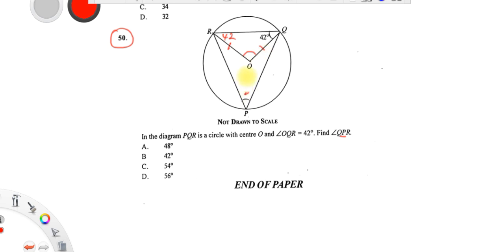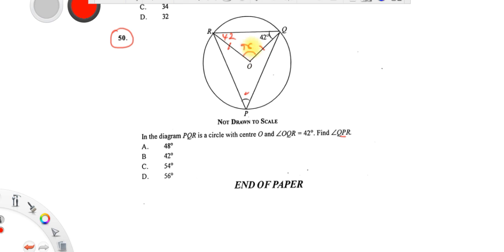So if you want to find this one, 42 plus 42, then you subtract it from 180. If this is s, plus 42 plus 42 will give you 180. So 42 times 2, what do we get? You get 84. So the sum of these two is 84. If you subtract it from 180, what do you get? You get 96. So this angle is 96.